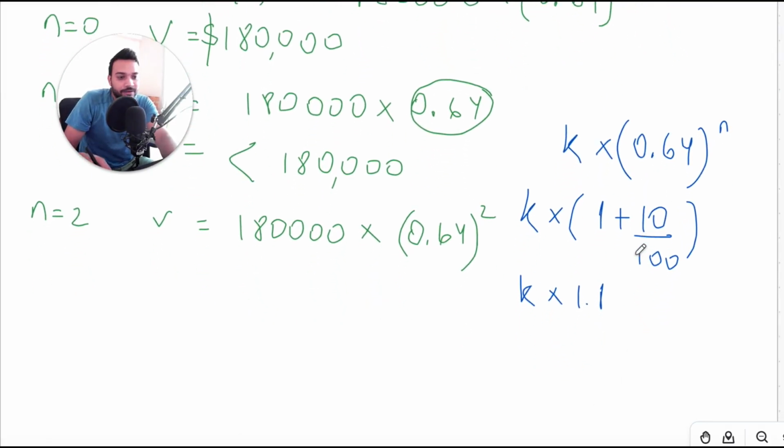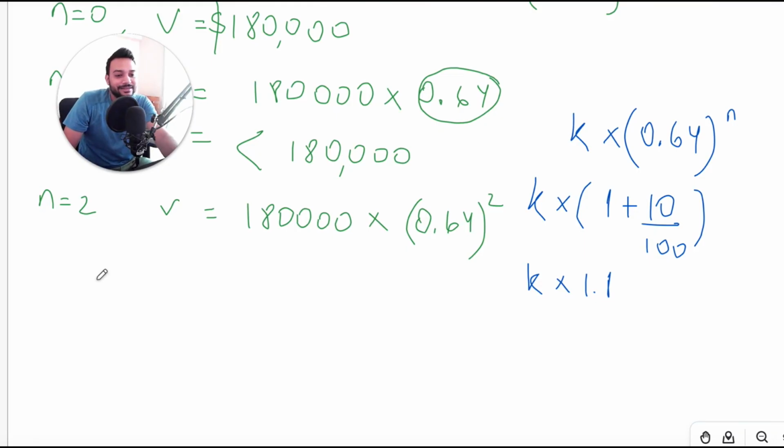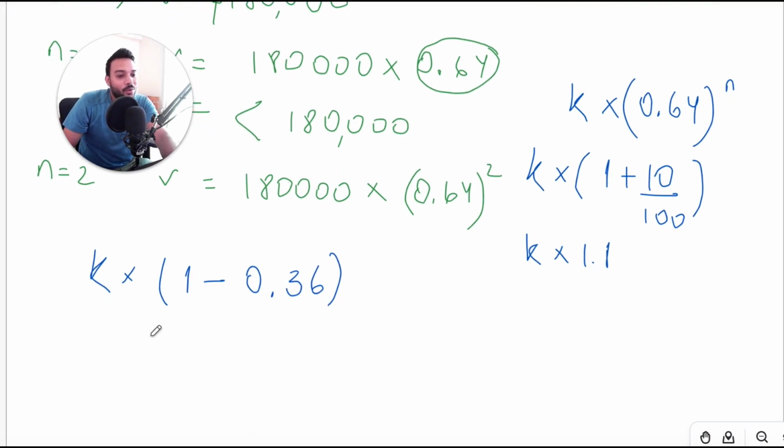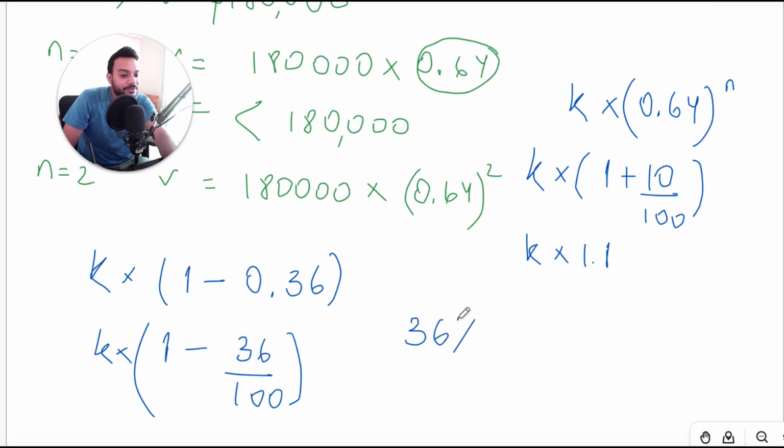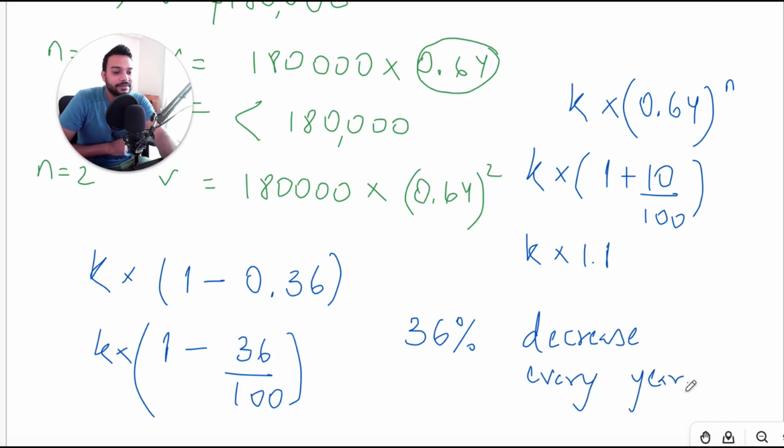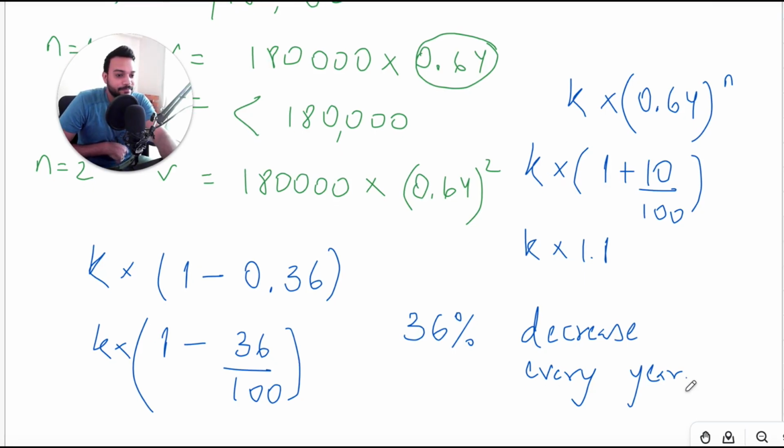What if here, which is quite obvious that it's a decrease, K times 0.64 can be written as 1 minus 0.36, or 1 minus 36 over 100. Now I think it's becoming clear. 36 over 100 means 36%, and 1 minus means a 36% decrease every year. Okay, this is a 36% decrease every year. That's what this exponential function was meant to represent.